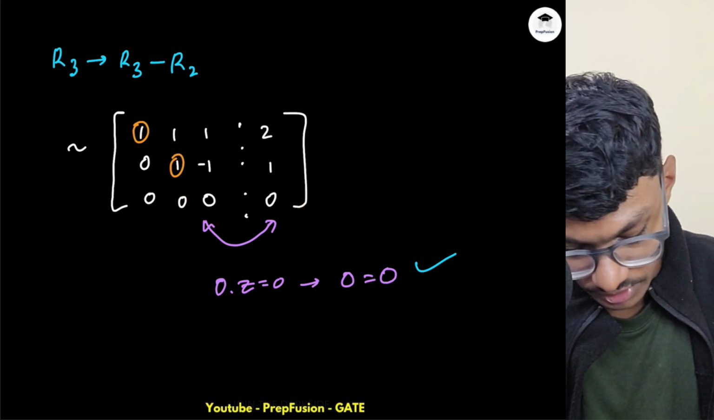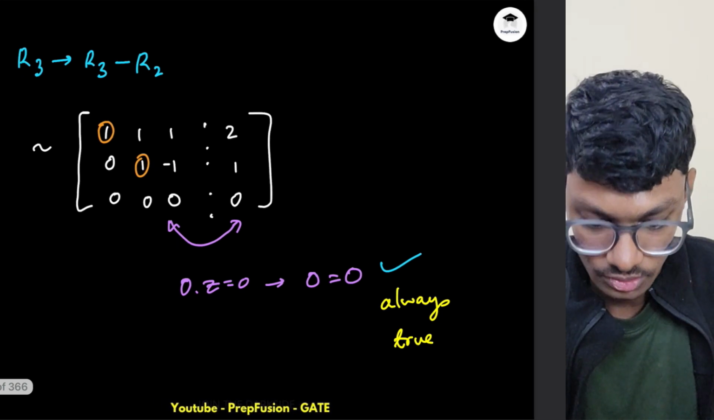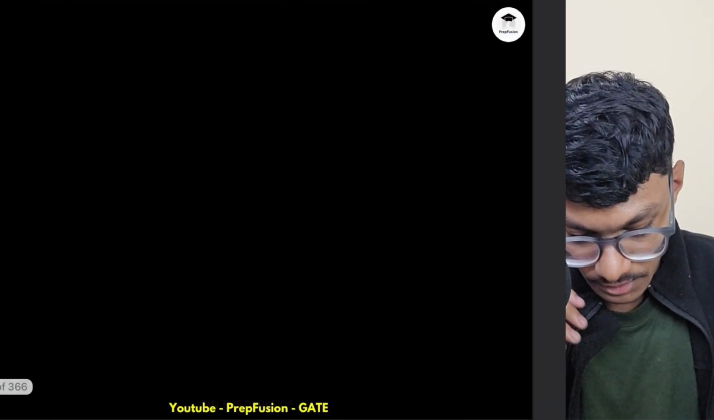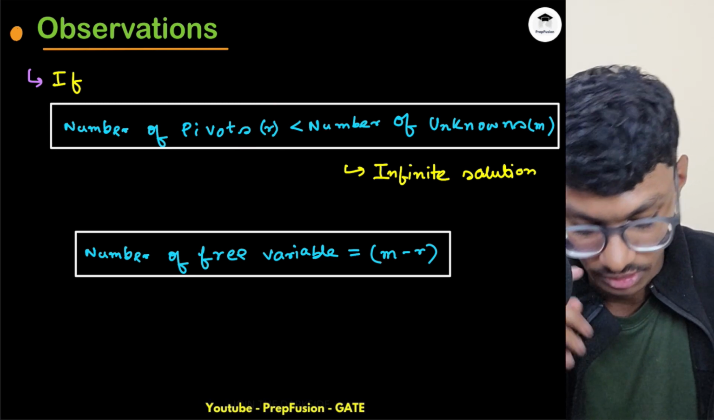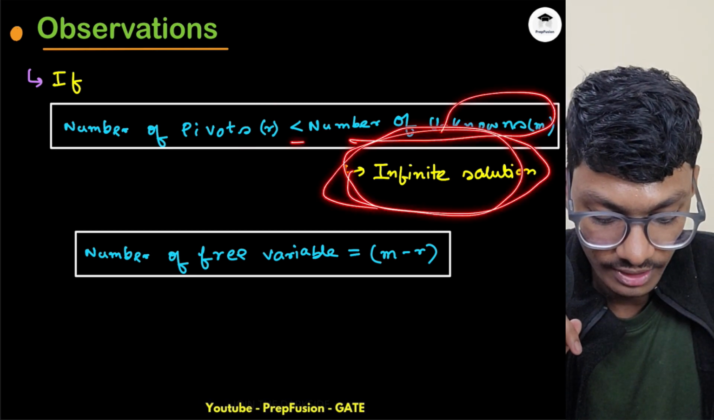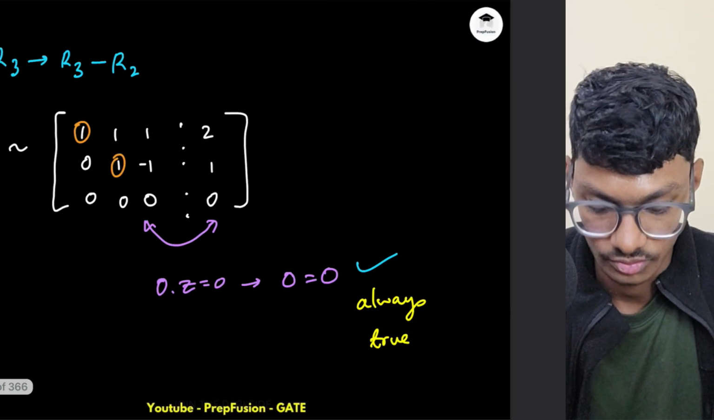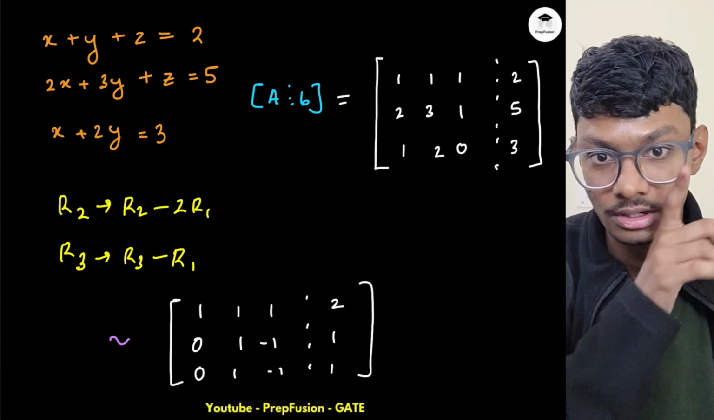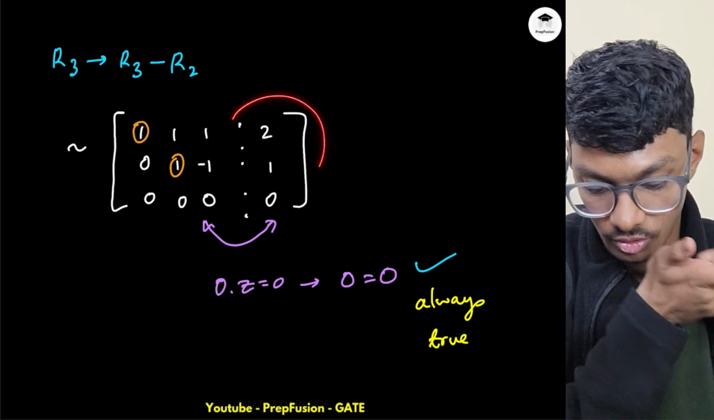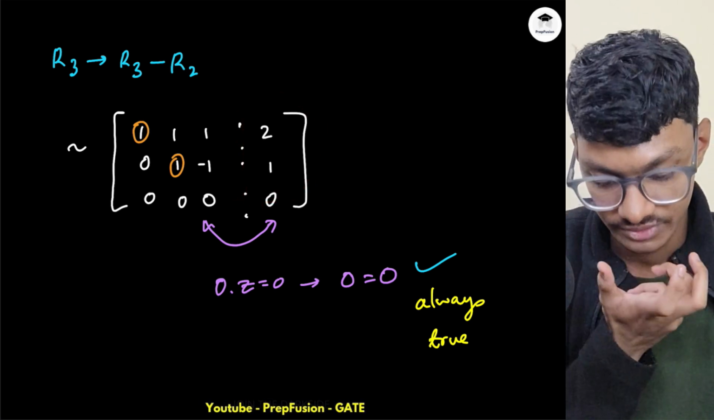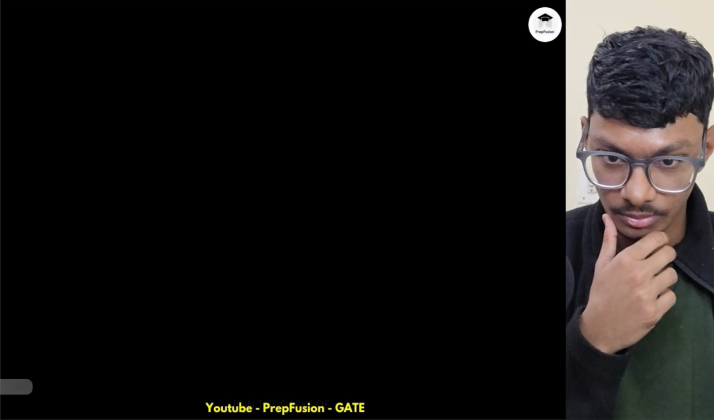Okay, so this is always true. So basically, if the number of pivots, which is denoted R, also known as rank, is less than the number of unknowns, then we have infinite solutions. In this case we have two pivots only and it is less than the number of unknowns, hence we have infinite solutions. Previously we had three pivots, but the last pivot was in the rightmost column, which is the constant column, which gives us no solution.